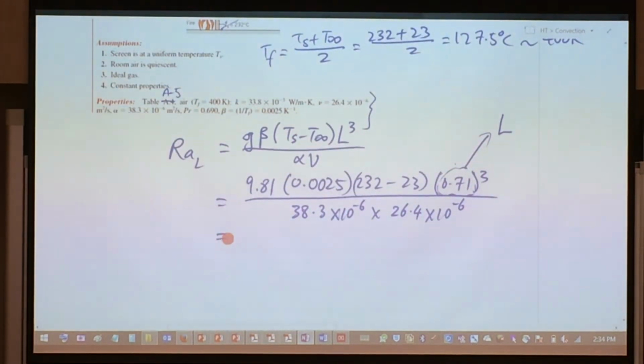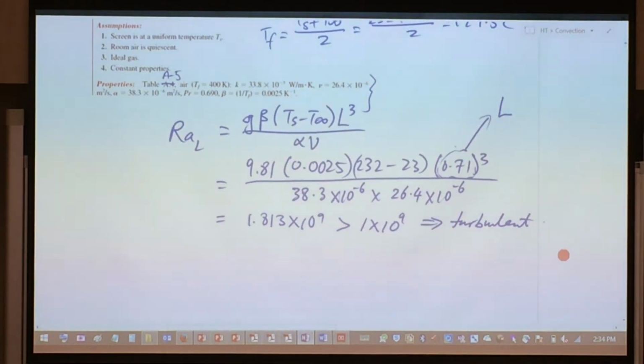So if I were to solve this, I get 1.813 times 10 to the power 9, and just now we were saying the critical Rayleigh number is 1 times 10 to the power 9. In this case, is this larger or smaller than 1 times 10 to the power 9? It's larger than 1 times 10 to the power 9. It implies it's turbulent. And if it's turbulent, then we'll use the turbulent equation.